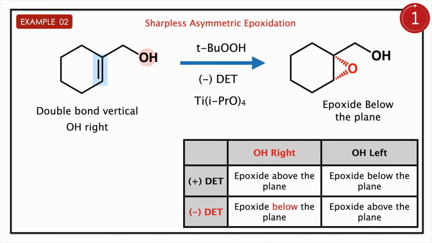The concept you have to learn here is that you have to master identifying the allylic position. Sharpless asymmetric epoxidation always happens at the allylic position.